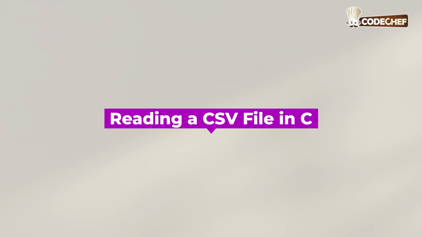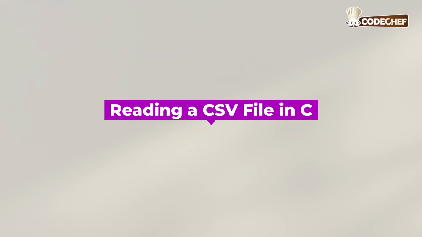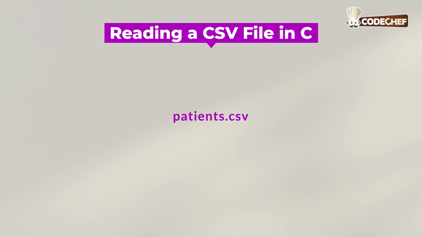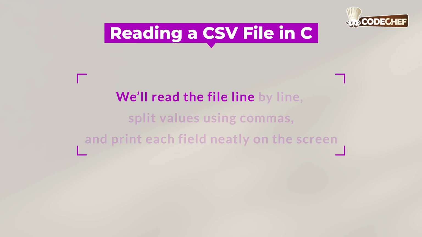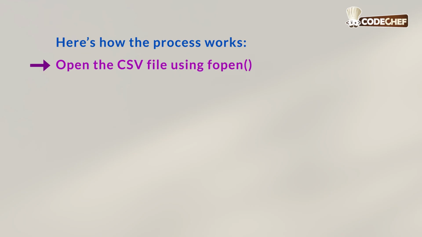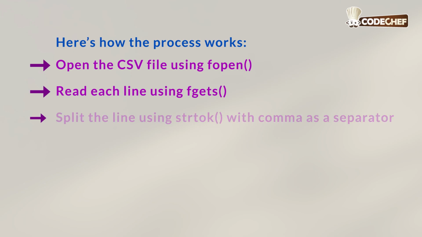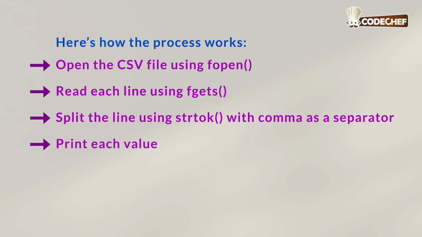Reading a CSV file in C. Now let's start by reading a simple CSV file called patients.csv. We'll read the file line by line, split values using commas, and print each field neatly on the screen. So here's how the process works. We open the CSV file using fopen, read each line using fgets, split the line using strtok with comma as a separator, print each value and close the file with fclose.